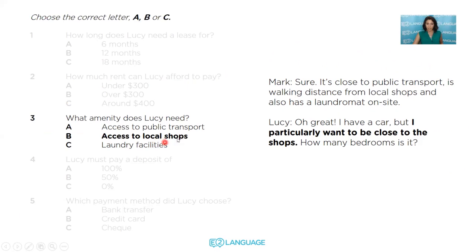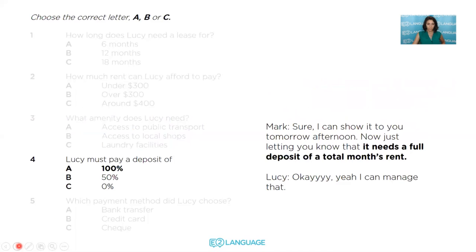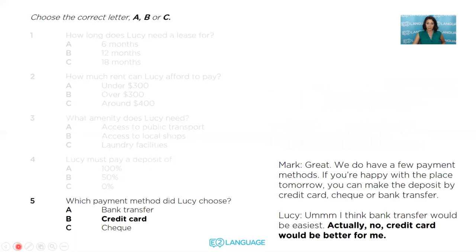Number 3 is B, access to local shops. So although Mark mentioned all of the answers, Lucy was particularly interested in being close to the shops. Lucy must pay a deposit of 100%. Mark tells her it needs a full deposit of a total month's rent. So that's 100% deposit. Now this last one, which bank payment method did Lucy choose?